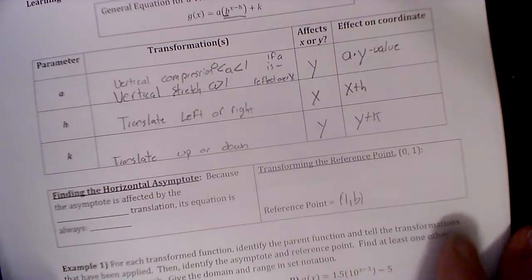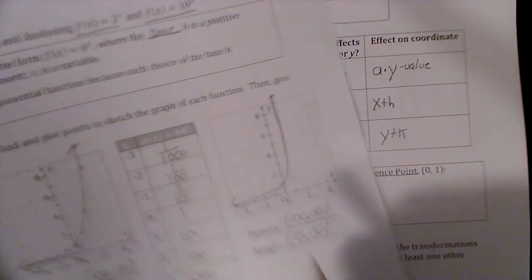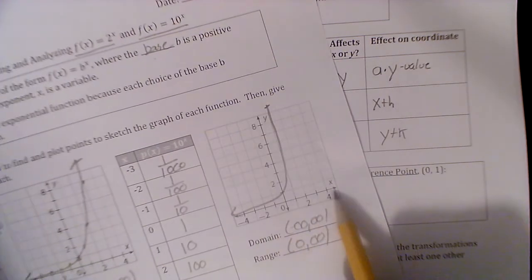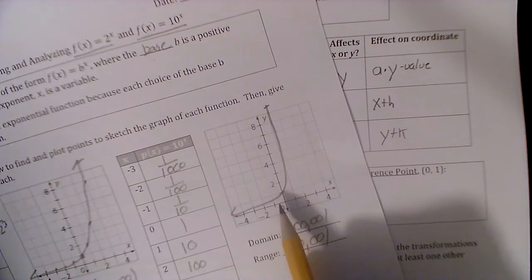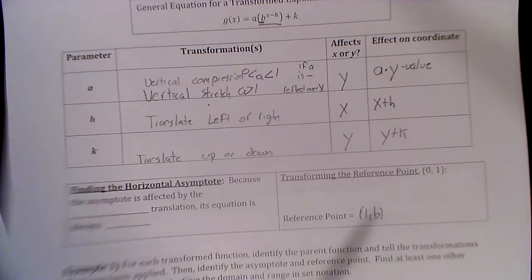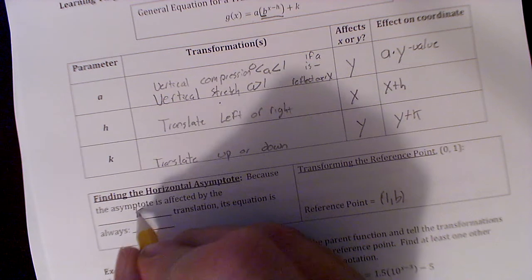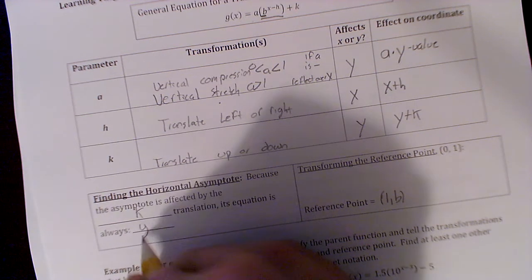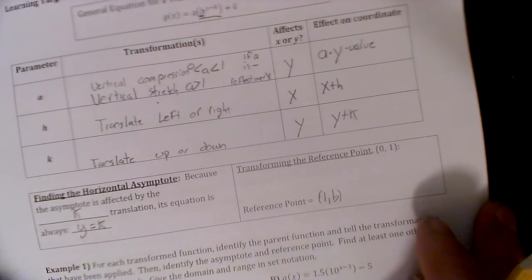Your asymptote, if I can show you really quick. Alright, we're talking about this asymptote right here. What's going to change your asymptote? Can't stretch it left and right. It already goes to infinity both directions, but it can be slid up and down. So what affects your asymptote is your K. So your asymptote is always Y, that's a horizontal line, equals K. Kind of easy so far, right?